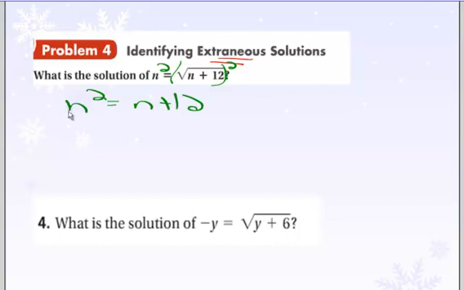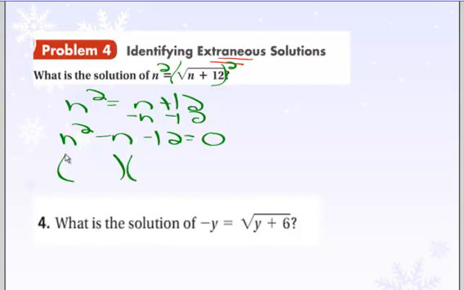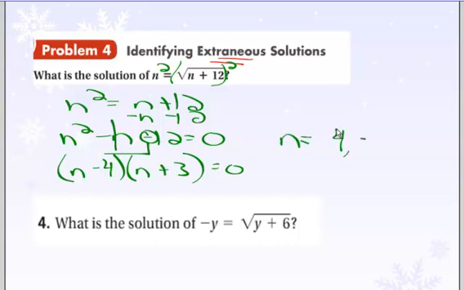Let's get everything on one side. I want to keep this positive. So n squared minus n, because we're going to subtract the n and subtract 12, minus 12 equals 0. So now we want to see if we can factor it out. Factors of 12 that subtract to give me 1. Well, that's 4 and 3. And we want minus 4 and plus 3. So solutions, n equals positive 4 and negative 3.